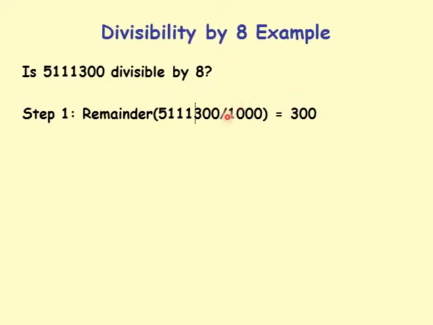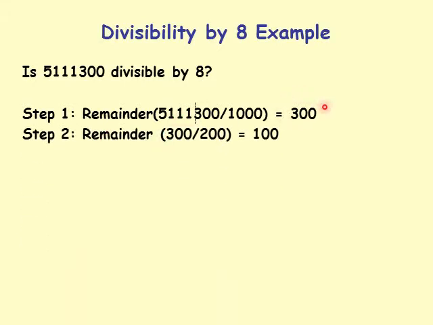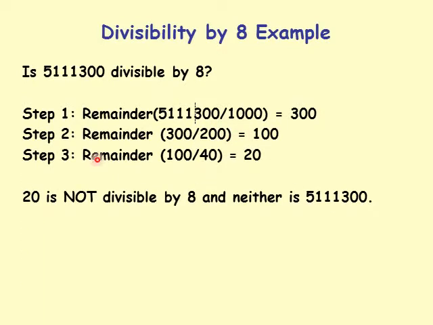The way we divide by 1000 is to separate out the last three digits and draw a line to the left of it. So the 511 on the left is the quotient, and the 300 on the right is the remainder. Next step. Taking remainder 300 as the dividend and dividing by 200, the remainder is 100. Next, the remainder of 100 divided by 40 is 20. 20 is not divisible by 8, and neither is 511,300.